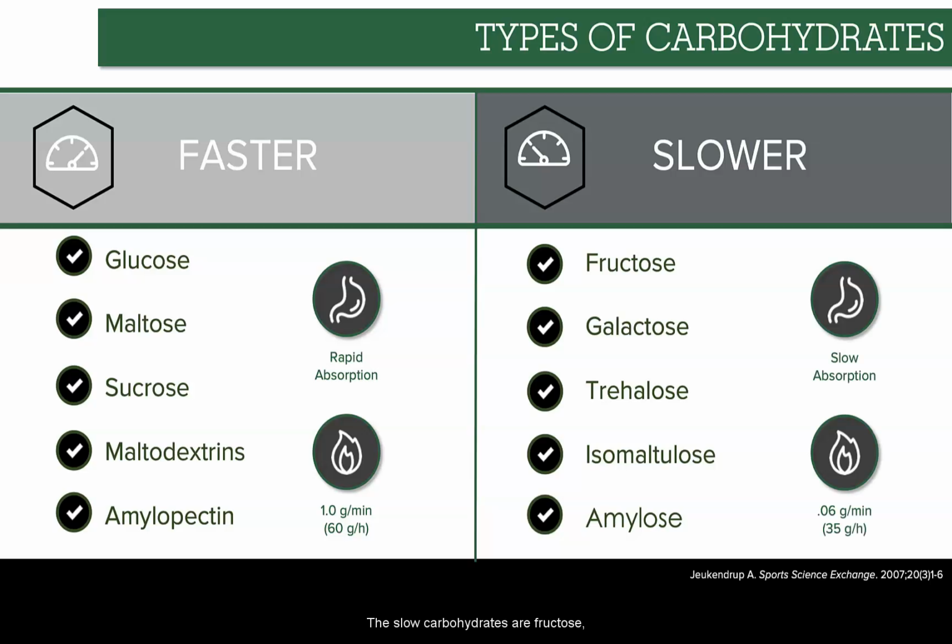The slow carbohydrates are fructose, galactose, trehalose, isomaltulose, and amylose. These are oxidized at a rate of 0.6 grams per minute. Notice there is a mix of both simple and complex carbohydrates in both the fast and slow categories.